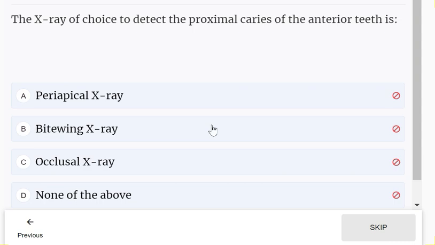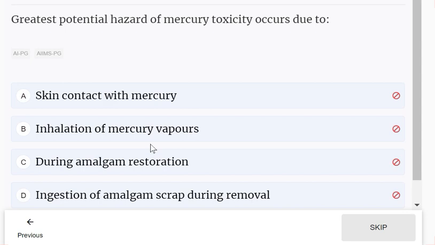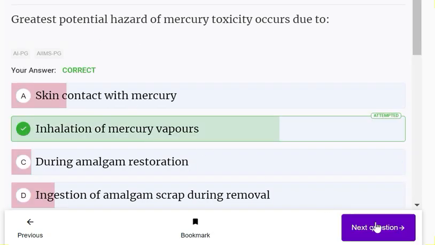The X-ray of choice to detect the proximal caries of the anterior teeth is, in case of anterior, bite wing. Greatest potential hazard of mercury toxicity occurs due to skin contact with mercury, inhalation of mercury vapors during amalgam restoration, or ingestion of amalgam scrap during removal. Inhalation of mercury vapors is the correct answer.